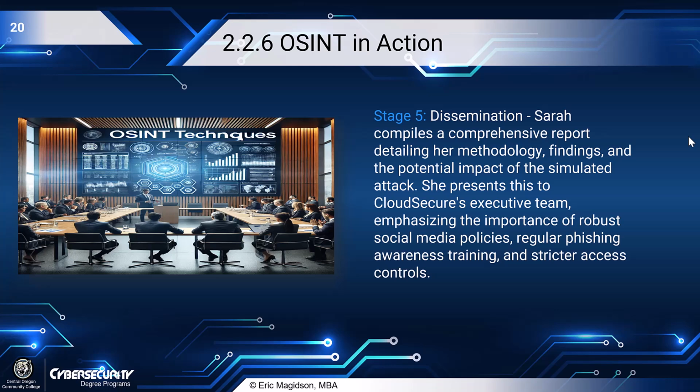She presents this to the cloud secure executive team, emphasizes the importance of a robust social media policy, regulating phishing awareness and stricter access controls. So the idea is, had John been trained and then reminded, because remember, one of the biggest attack vectors is the human. It is the end user, okay? So he may not have clicked on that link.